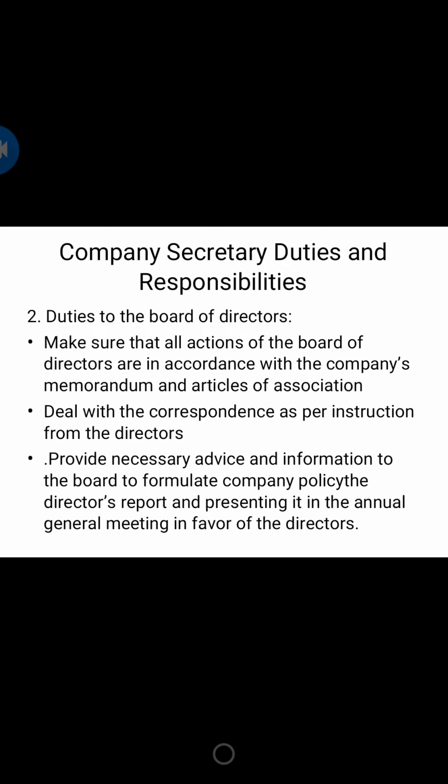So what he is going to do is handle that correspondence as per the instructions from the directors. He is going to draft some letters and send the agenda, all as per the direction or instruction of the directors.